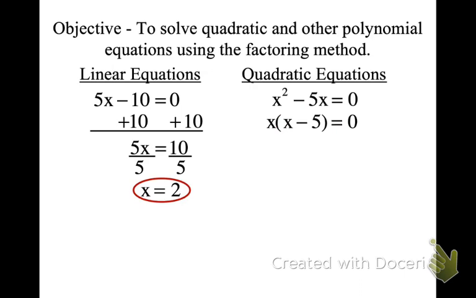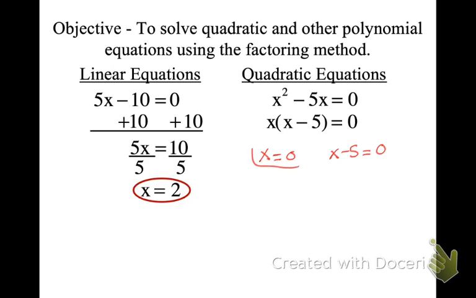So what we do is we set both factors equal to 0. The first factor, x, remember we call this a monomial. There's one term, so monomial, is equal to 0. The second is called a binomial factor. So we're setting x minus 5 equal to 0. It's a binomial because there's two terms.